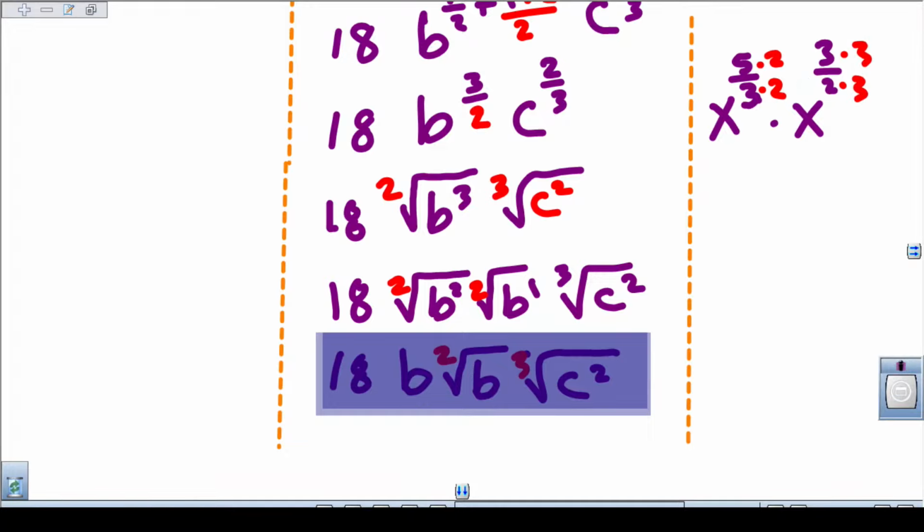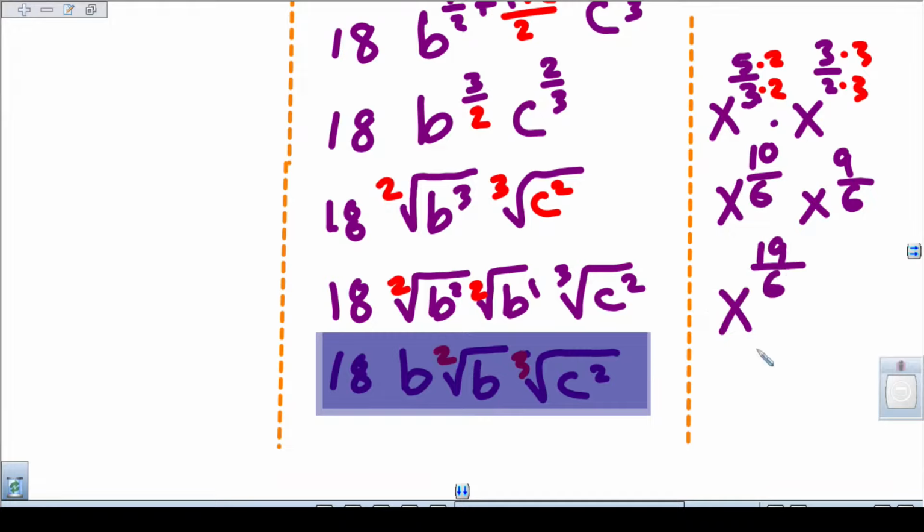And if that is true, then I'm going to have x to the 10 over 6 times x to the 9 over 6. Okay, to do this correctly, I've got 19 over 6. That's a big number. It's okay. So 19 over 6, in my brain, I'm looking for 6's here, right? So I will have the 6th root of x to the 19th. That's a big number. Okay, no problem. Now we have to simplify this further, right?